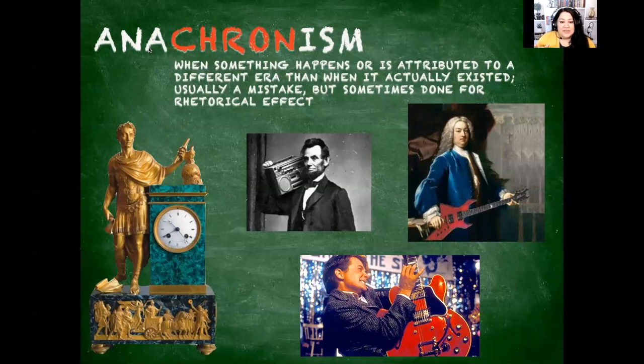Okay. So for example, this picture of Abraham Lincoln holding a boombox seems all well and good, but of course we know boomboxes were not invented during the time of Abraham Lincoln. And so that would be an anachronism. In the play Julius Caesar, we hear one of the characters say that the clock has struck 3. At that point in time in ancient Rome, there were no mechanical clocks. So there were no clocks striking 3. And then if you've ever watched Back to the Future, you may have seen that one of the characters is playing a guitar when he goes back in time. But this guitar actually had not even been invented during the time period that he went back to. So those are all examples of anachronism.